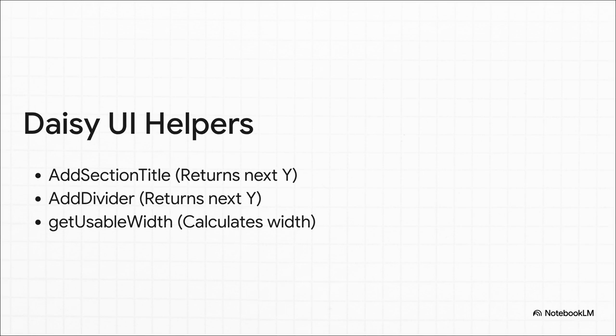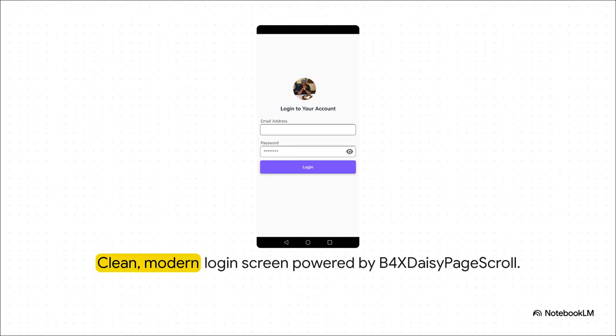Add in the getUsableWidth helper, which instantly gives you the total screen width minus your paddings, and you literally never have to do that manual addition or subtraction in your head ever again. You just feed the return values right into your next element. Put all these Lego pieces together, and you get something like this. A super clean, incredibly modern-looking screen.